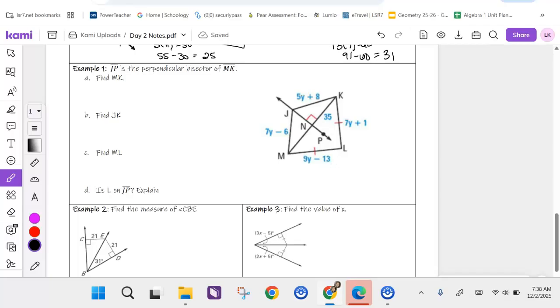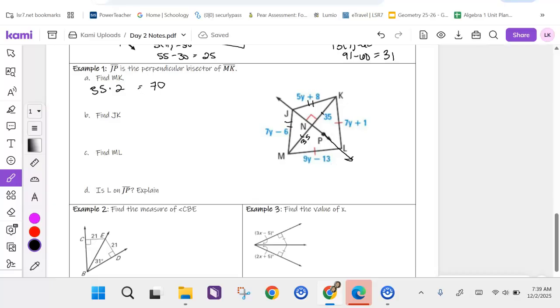All right, so let's do example 1. JP is the perpendicular bisector of MK. So we know that JP is the perpendicular bisector of MK. So we know this and this are equal, and we know these two things are equal based on the perpendicular bisector theorem. We can also know that these two sides are equal, because really this line is going through all the way. So first off, MK. Well, if NK is 35, so MN is 35, then MK is 35 plus 35, or 70.